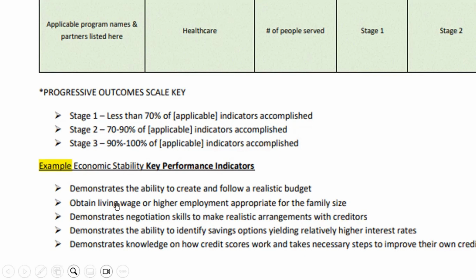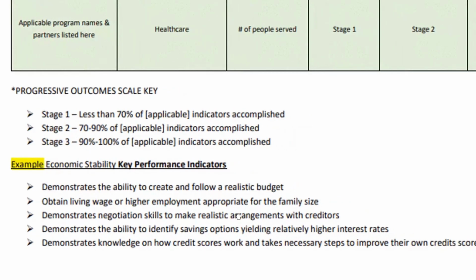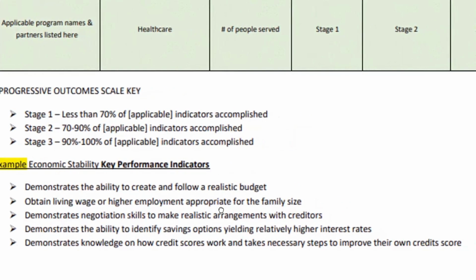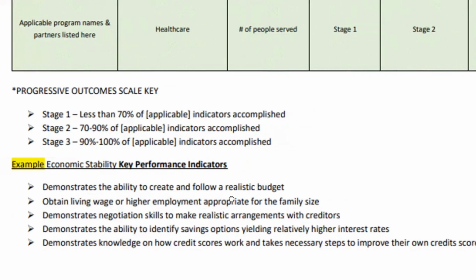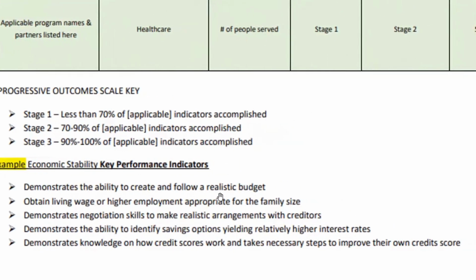And so these indicators include: demonstrates the ability to create and follow a realistic budget; obtain living wage or higher employment appropriate for the family size; demonstrates negotiation skills to make realistic credit arrangements with creditors; demonstrates the ability to identify savings options yielding relatively higher interest rates; and then finally, demonstrates knowledge on how credit scores work and takes necessary steps to improve their own credit score. These are all problems that have been identified based on our interactions with the community and based on what they've shared with us.